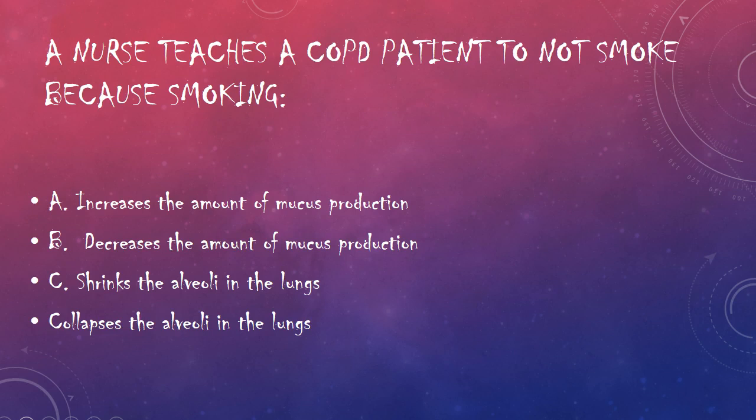A nurse teaches a COPD patient to not smoke because smoking: A, increases the amount of mucus, B, decreases the amount of mucus, C, shrinks the alveoli in the lungs, or D, collapses the alveoli in the lungs? Well, it increases the amount of mucus production. It increases the production of mucus by irritating the cilia and the goblet cells, and this causes more mucus to be produced.